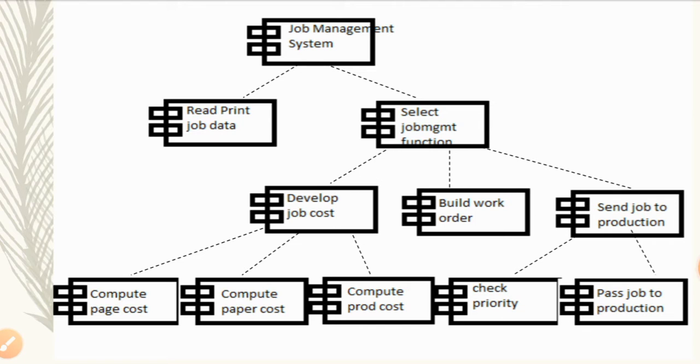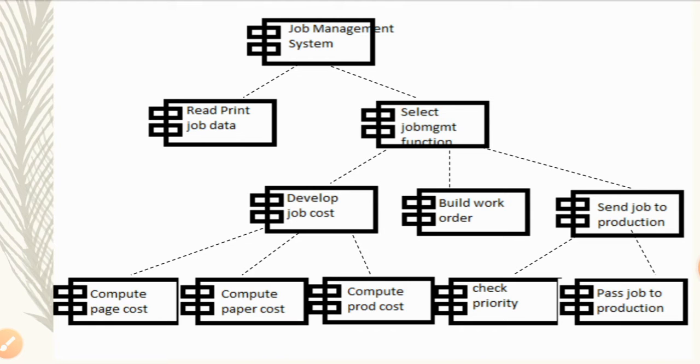First one is the job management system. Now what is the job management system? This is the first step, where you are going to print, you are going to take your job. So the first one is read print job data. The next one is select job management function. Once you select the job management function, you can build or develop the job cost, or you can build the work order, or you can send the job to the production.